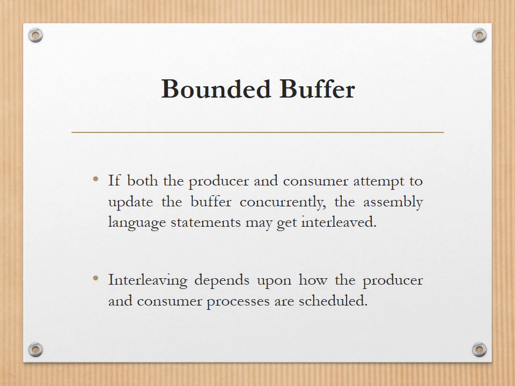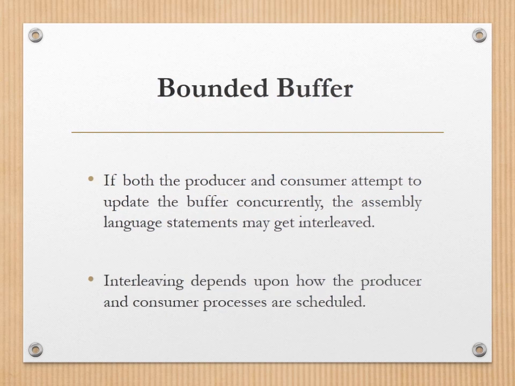Solution. Synchronization. Using mutex locks or semaphores, we ensure that only one process updates the buffer at a time, preventing race conditions. Conclusion. Proper synchronization prevents errors caused by interleaved execution, ensuring safe concurrent access in the bounded buffer problem.